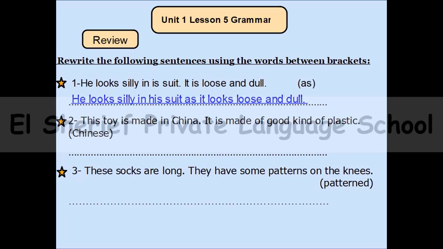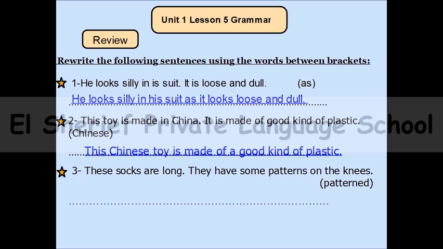Loose means wide. Number 2, this toy is made in China. It's made of a good kind of plastic. So we need you to use the word Chinese. So of course you will write the word Chinese instead of the expression "made in China". So try to think, and that's the answer: this Chinese toy is made of a good kind of plastic.